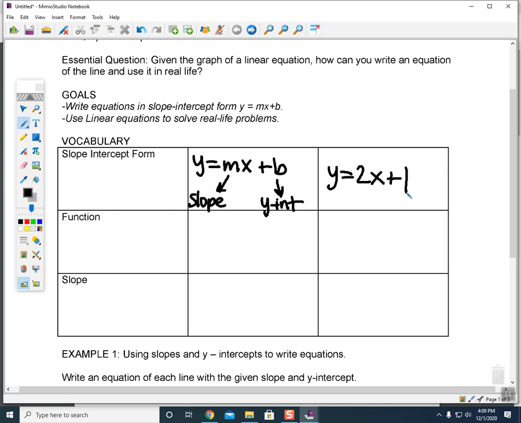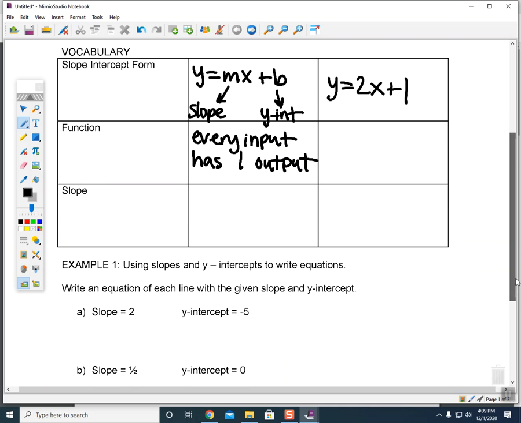A function, to remind you, is where every input has one output. Every x value goes to exactly one y value. That's a function. And then the last one, slope: when we talk about slope, it is a constant rate of change.